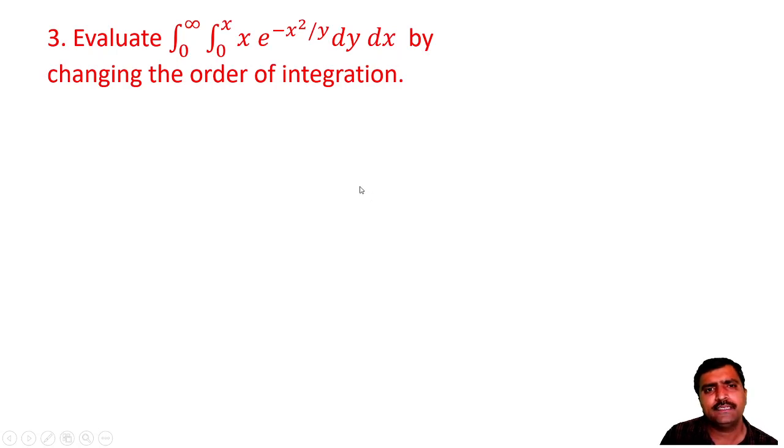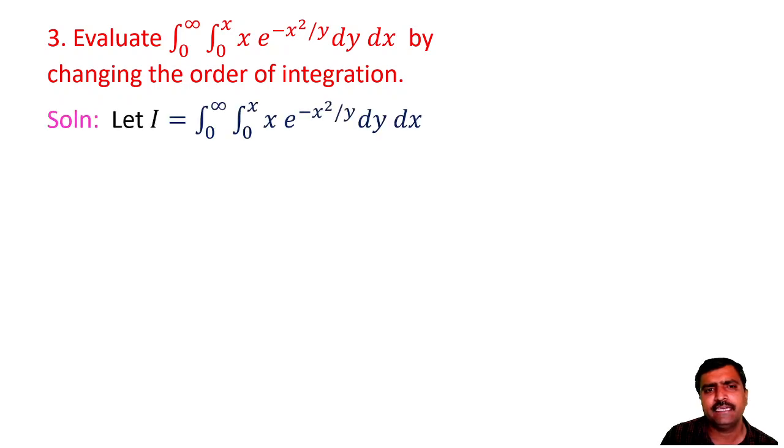Yes, one more interesting problem of the same type. Evaluate from 0 to infinity, 0 to x, x into e to the minus x square by y, dy dx. By changing its order, first take the integral. Now if we look at the limits, we can understand. This is the limit of y and this is the limit of x. So the limits of y: y varies from 0 up to x. x varies from 0 up to infinity.